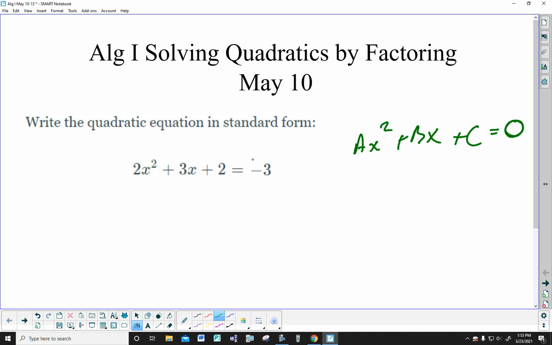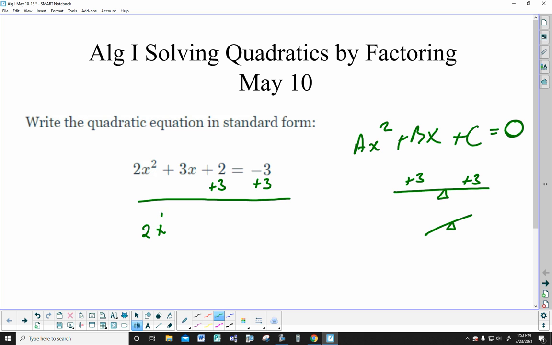So that means I'm going to get rid of the subtracting 3. And you do that, if I add 3 to the right, I have to add 3 to the left. Keep it balanced, like a teeter-totter here. If I add 3 to the right side, I have to add 3 to the left in order to keep it balanced. Otherwise, your teeter-totter clunks to one side. Bonk. Okay? So your answer is just 2x squared plus 3x plus 5 equals 0, and you're done.